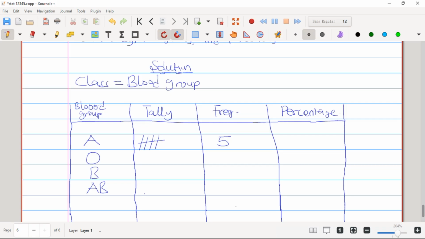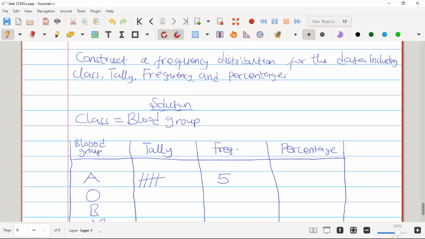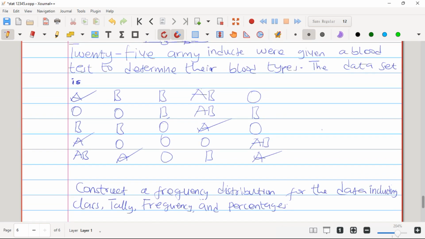Nicely, let's go and count the number of times blood group O occurred. We are using another sign, that's the mark down sign. 1, 2, 3, 4, 5, 6, 7, 8, and 9.